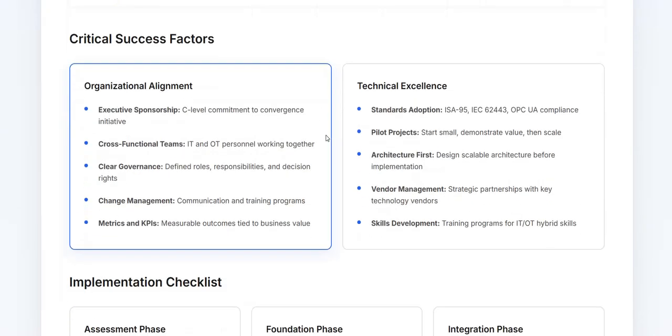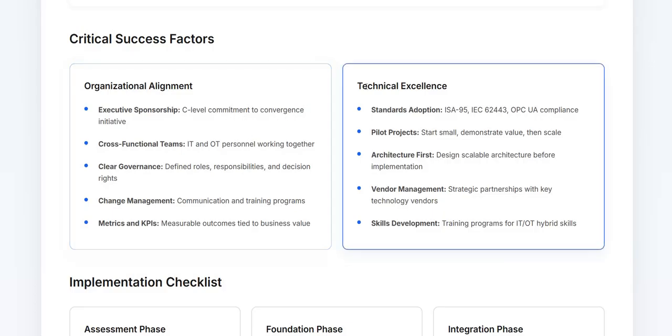And critical success factors, what are they? None of these works without alignment. Leadership support sets priorities, mixed teams prevent blind decisions, clear ownership avoids confusion, training reduces resistance, metrics tie effort to outcomes. On the technical side, standards create shared language. Small pilot efforts reduce risk. Early architectural decisions prevent rework. And vendor relationships stay balanced. Skill development bridges the gap between IT and plant reality.